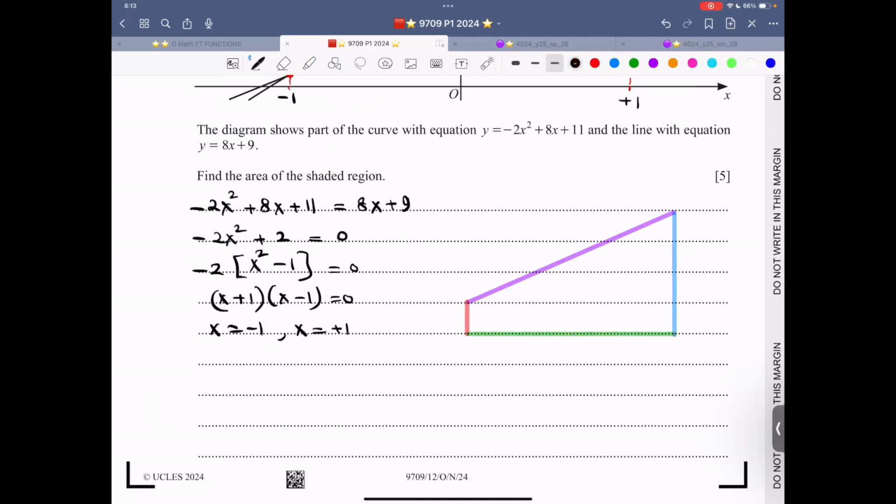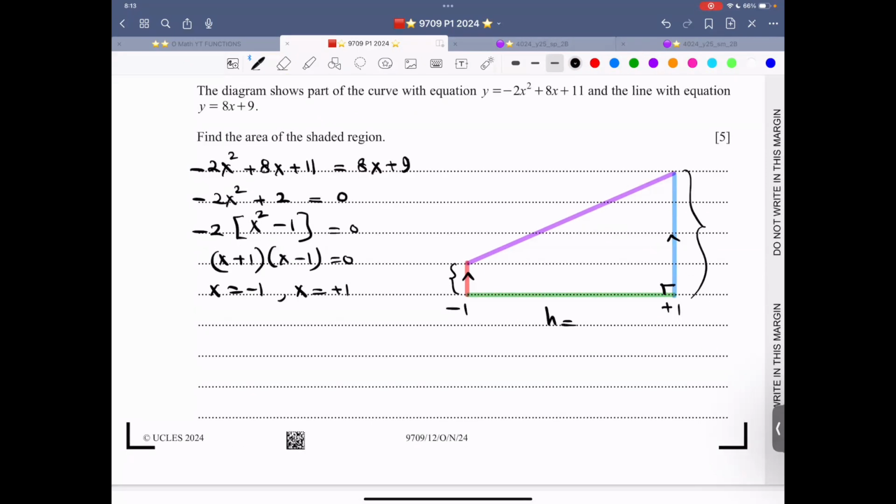When I plug in minus 1, I'll get this side. When I plug in plus 1, I'll get this side. These two are parallel sides, and this is the height. So the height is 2 units, that is from minus 1 to plus 1. That is 2 units. We have the equation of the line.